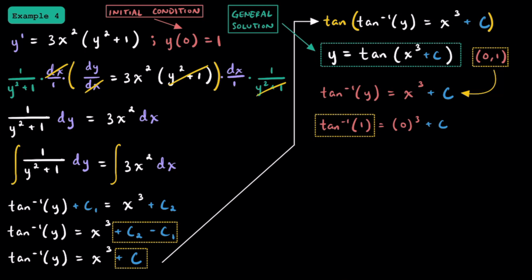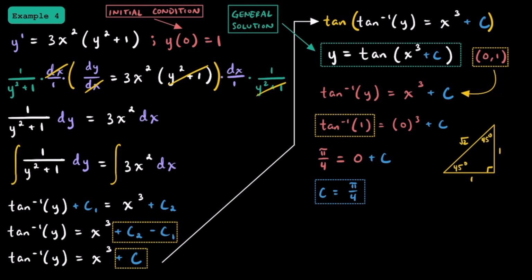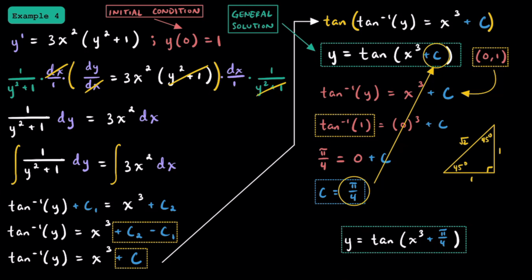To figure out inverse tangent of 1, it might help to look at this 45, 45, 90 triangle. What you have to ask yourself is tangent of what angle gets you a ratio of 1? Since that's equal to 45 degrees or pi over 4 in radians, we can write pi over 4 is equal to 0 plus c. That means we found our general constant to be pi over 4. Let's take this pi over 4 and substitute it into our general solution where we already have y isolated. In doing so, we're going to get this final equation of y is equal to tangent of the quantity of x cubed plus pi over 4.